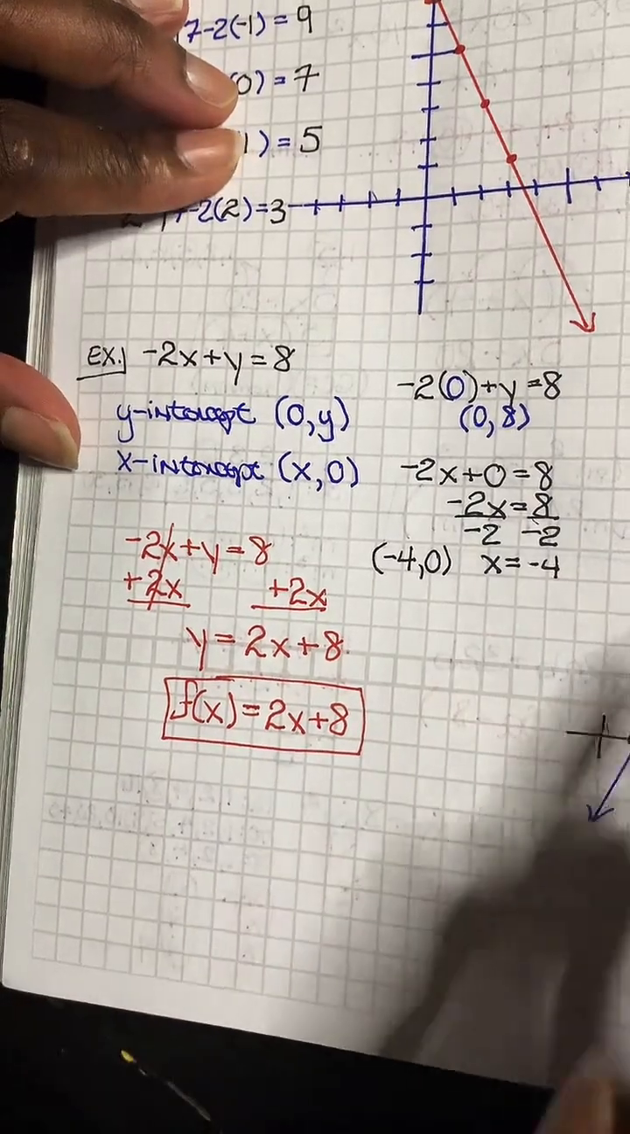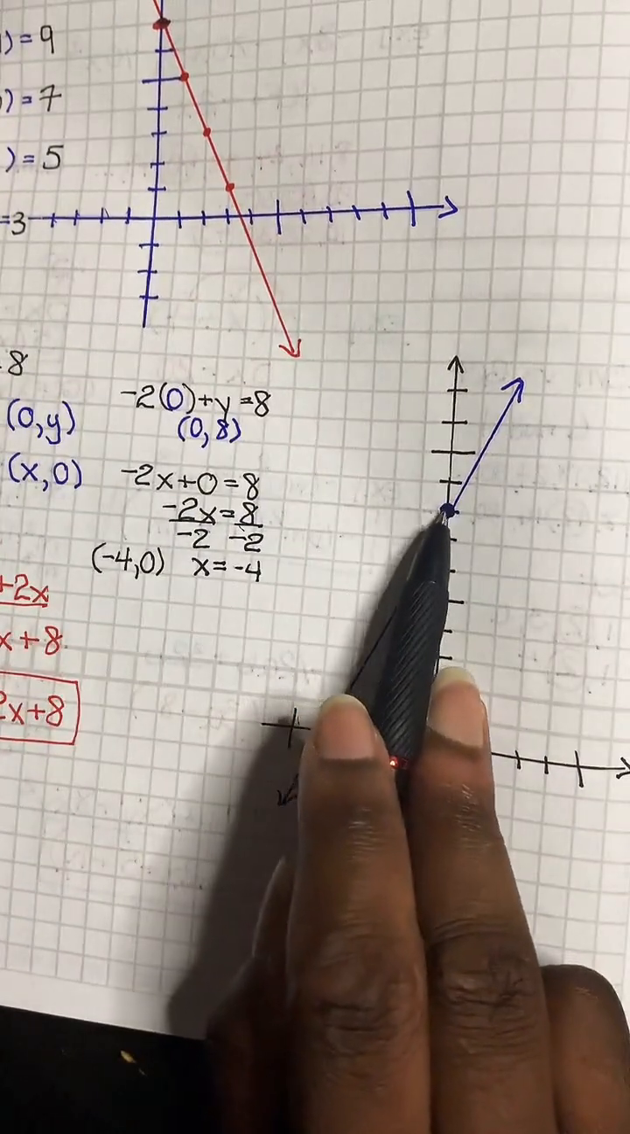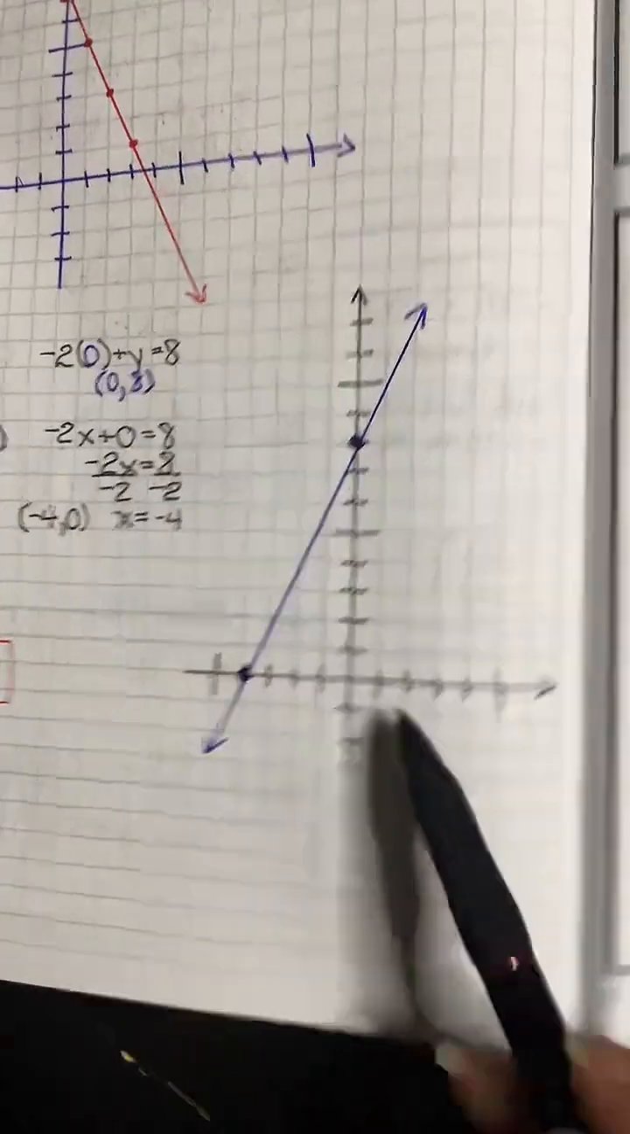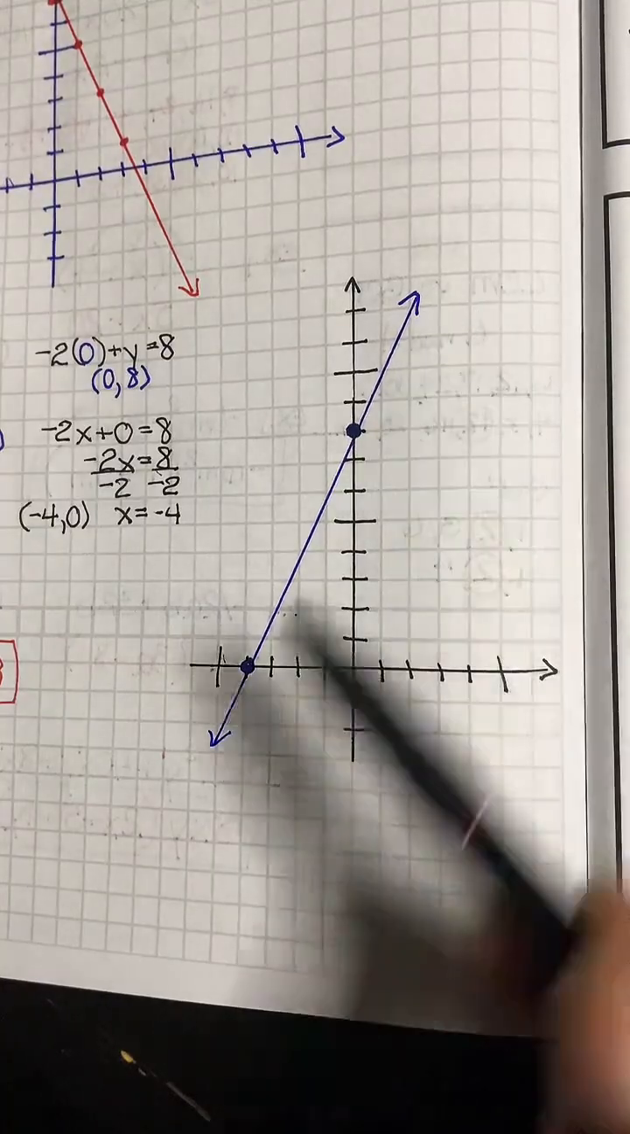My y-intercept is positive 8. Bam. Y-intercept is a positive 8. My slope is a positive 2. My slope from left to right is positive.